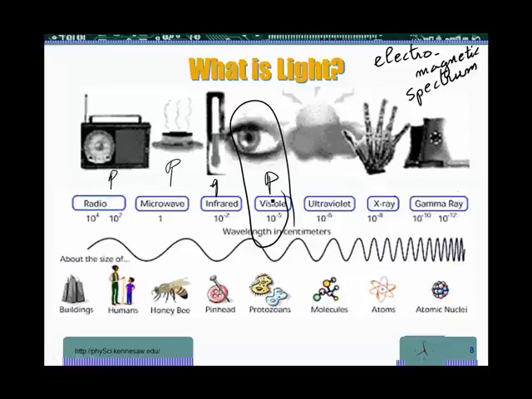Now, when we talk about the wavelength of these different types of waves, radio waves have a wavelength from 10 to the 4 to 10 to the 2 centimeters. 10 to the 2 centimeters is about 1 meter, about 1 yard, to about 100 meters. That's the radio waves. Microwaves are more in the range of 1 centimeter.